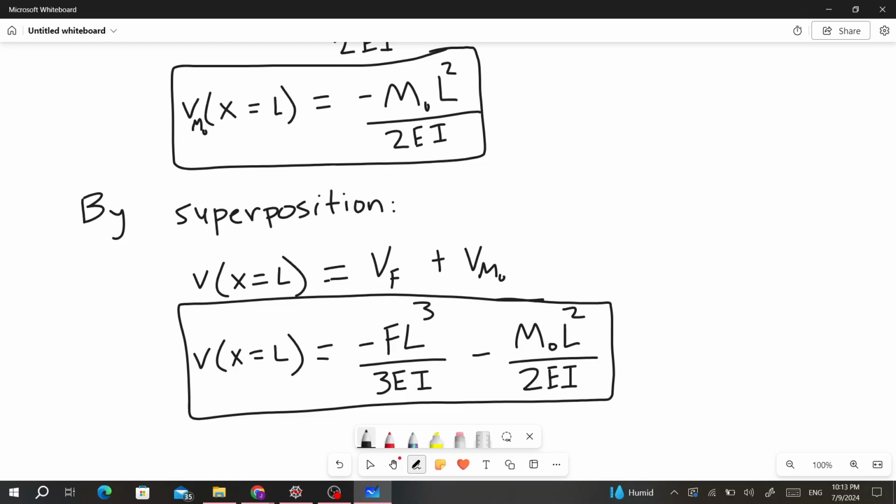Okay, and this method will work for any different kind of deflection equation. So for any load, whatever deflection it causes, you can find the individual contribution of each load and then add them all together to get the total deflection at the end.